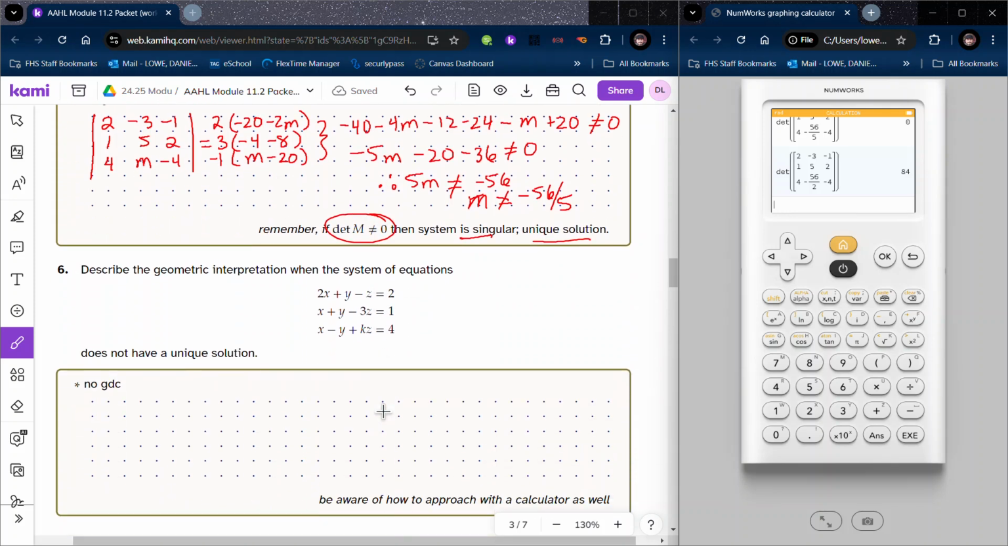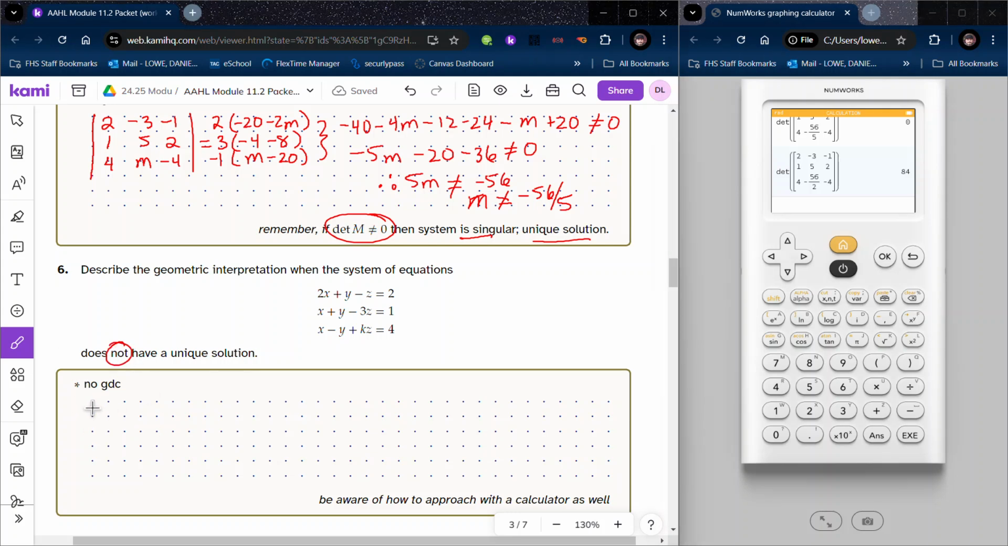Okay. And lastly, without a calculator, let's determine the geometric interpretation when this particular system does not have a unique solution. So let's look at my first part. For my determinant, I have 2, 1, negative 1, 1, 1, negative 3, 1, negative 1, k. If I consider that determinant, right?